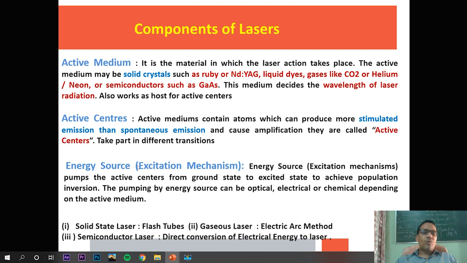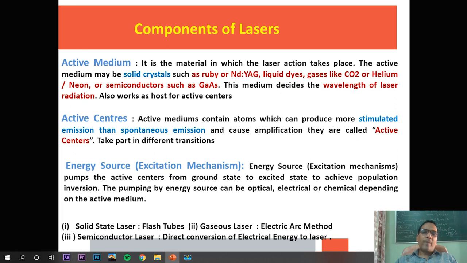Now the energy sources. This is actually the pumping process, the energy-giving techniques to pump atoms from the ground state to a higher energy level. By using this process, the second condition, population inversion, which must have very high values, is fulfilled. It depends on the type of laser. For solid state lasers, we use flash tubes as the pumping process. For gaseous lasers, the electric arc method, and for semiconductor lasers, direct conversion of electrical energy to laser is used as the pumping source. And the resonator is also one of the crucial components of the laser.